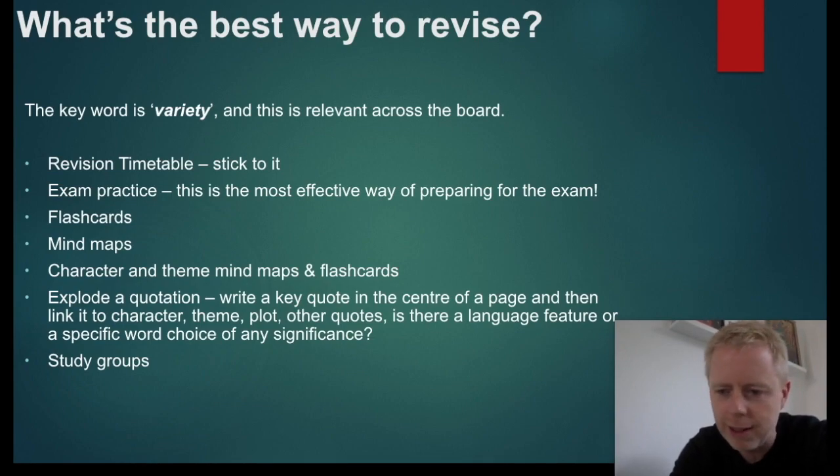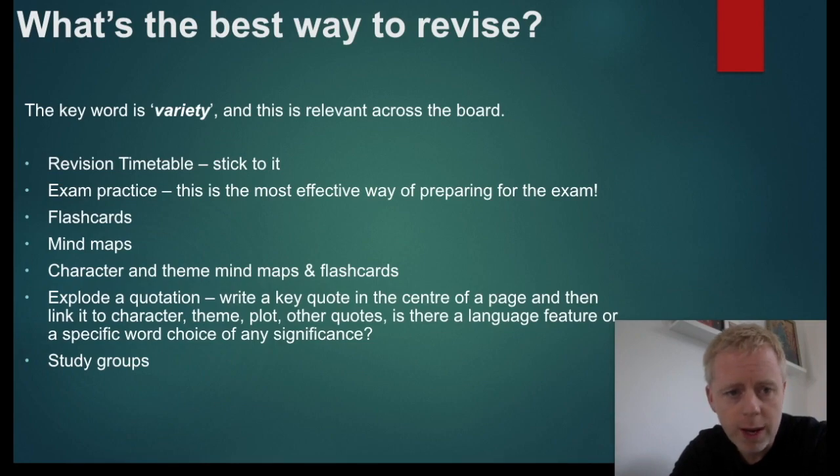Okay, so I've just put down a little bullet point list to help you. The key word is variety. Now, I bang on to my students all the time. The best way to revise is to practice past exam questions. Search them online or get them off your teachers.